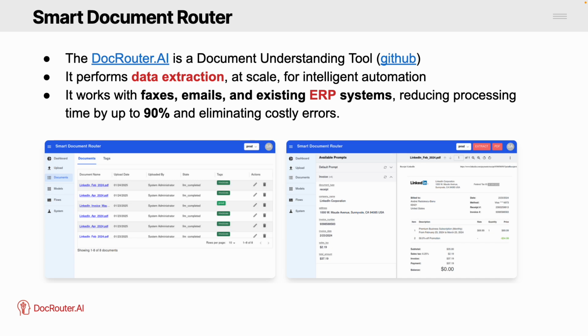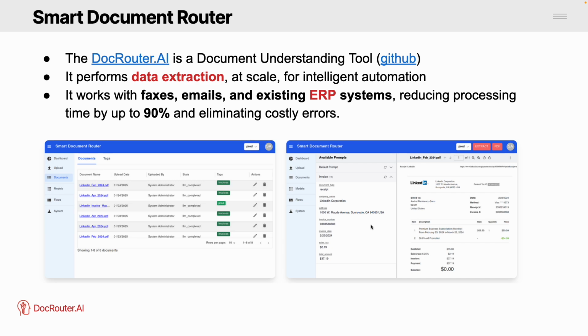All right, so this is how the UI looks, just to give you the lay of the land. Basically, you have a way to upload PDF documents, to tag them, to categorize them with tags, and then to run extraction based on prompts.